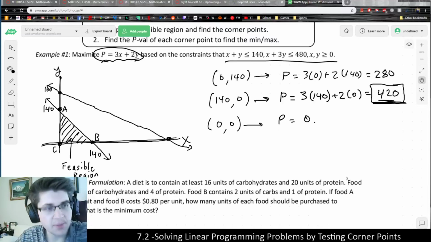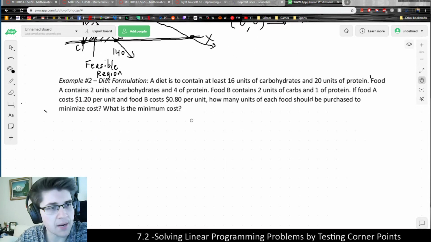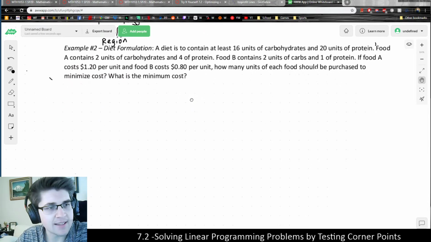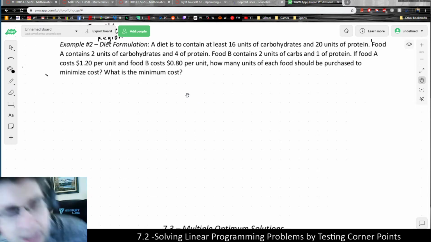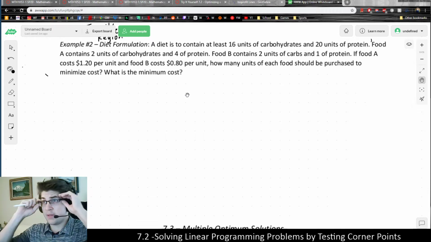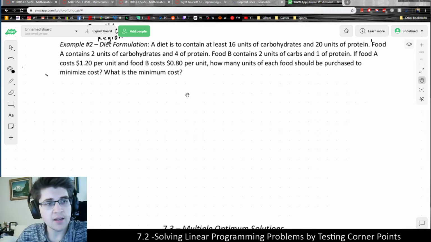Now that we've done an example of solving a linear programming problem, let's work on an applied problem and see if we can put this into practice and find an optimal solution. So the next example in the packet is on diet formulation. Let's go ahead and read it through and try to see what we know.